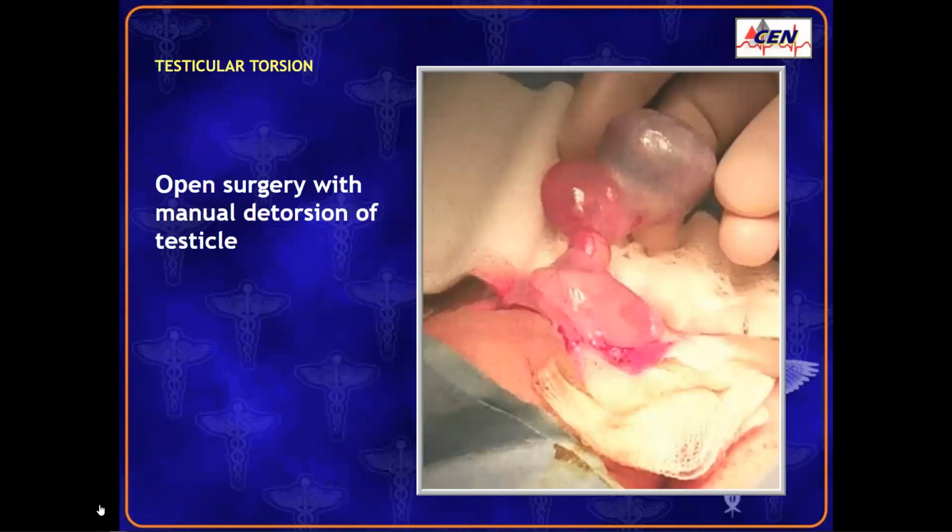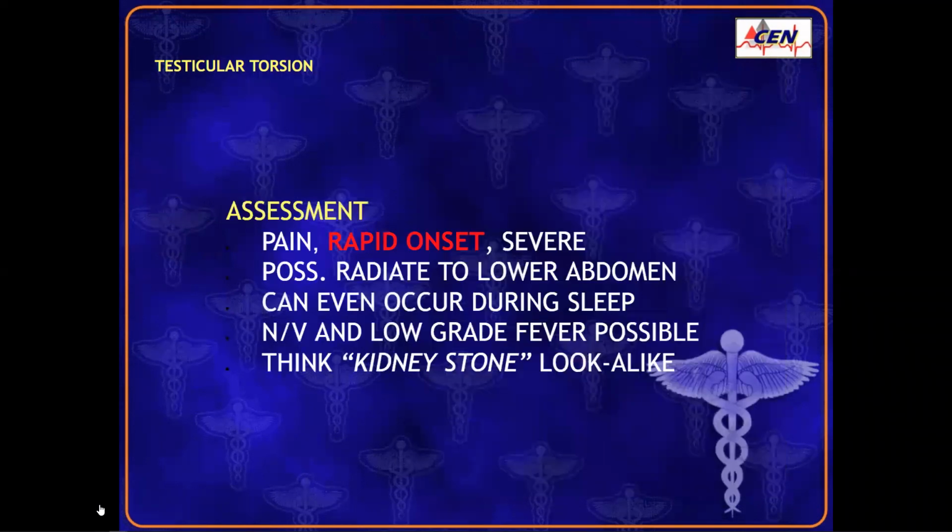The best care for this is to get them to surgery and actually detorse, this is the word, meaning to untwist it, to restore that arterial blood flow. Now, their presentation, again, look for key words like rapid, sudden, maybe just overnight even. Like they went to bed normal, they woke up in the middle of the night with it hurting really bad. Hours, not days. Those key words clue you in, is it a torsion or epididymitis?